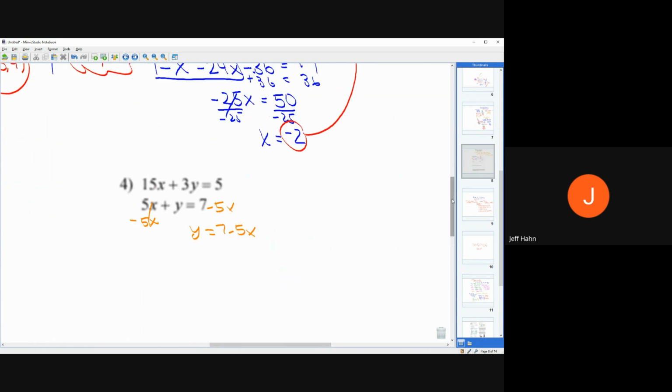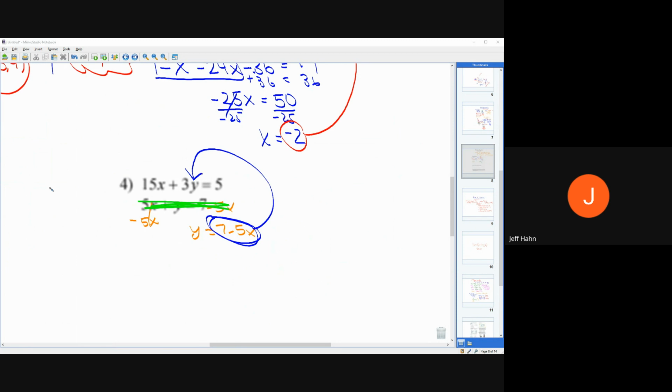I already did this. I moved my 5x, so I solved for y. Please forget about this equation anymore because you changed it. This is the equation you're going to look at. You are going to substitute what y equals, since you know y equals that, and I'm putting it in for the letter y right there. You're with me?